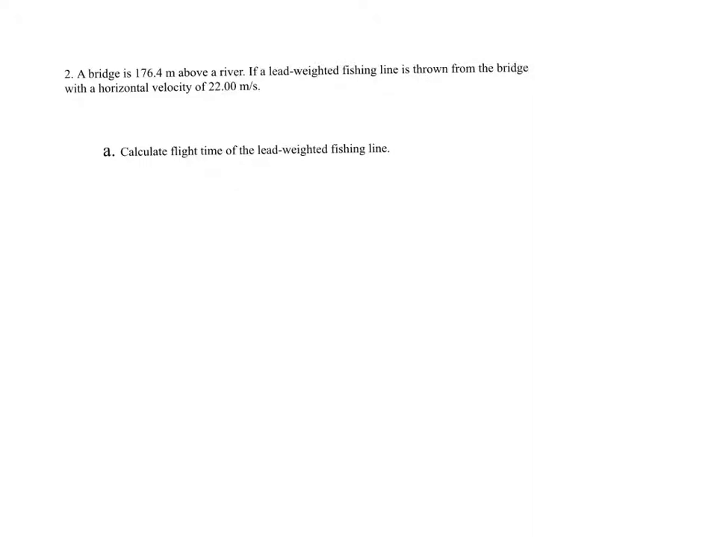Okay, so for my second example, I know that there's a bridge. It is 176 meters above a river. So I'm actually going to show the side view of the bridge so you can see what's going on. We have this bridge. We have somebody up here, and they have a fishing pole, and they are going to throw their fishing line down to the water below like that. So that's what's happening there.